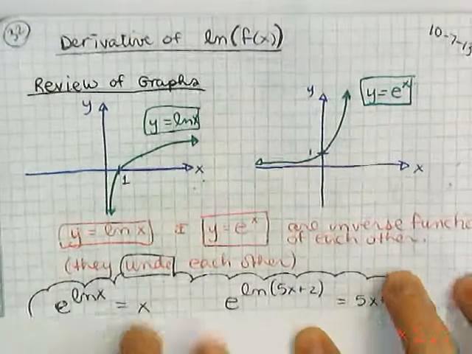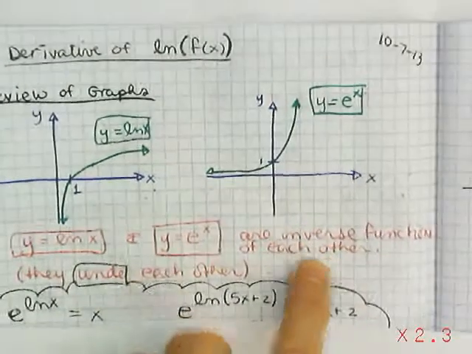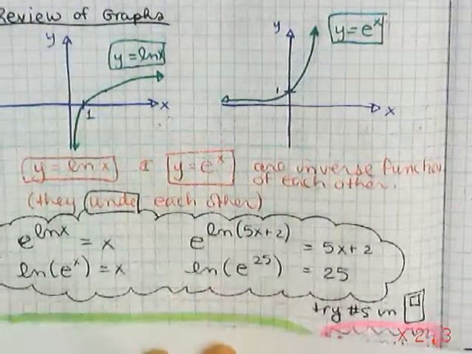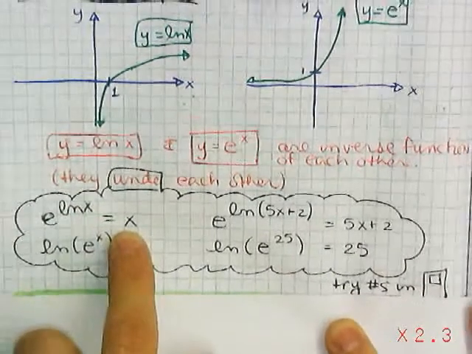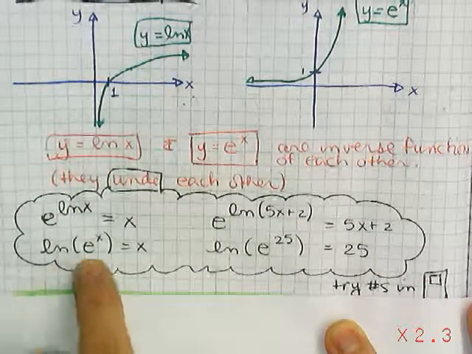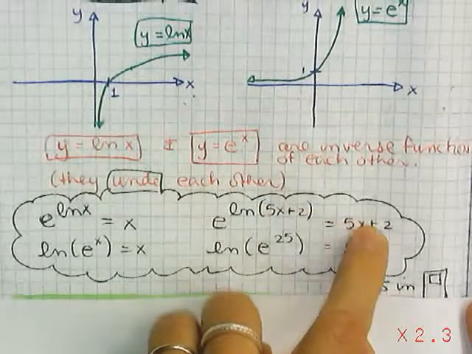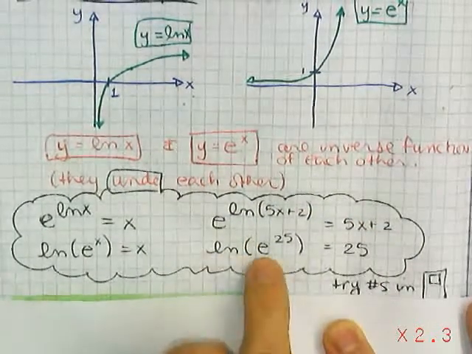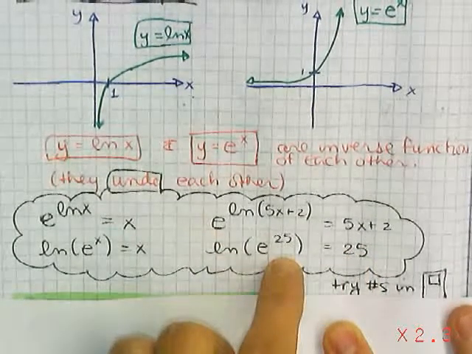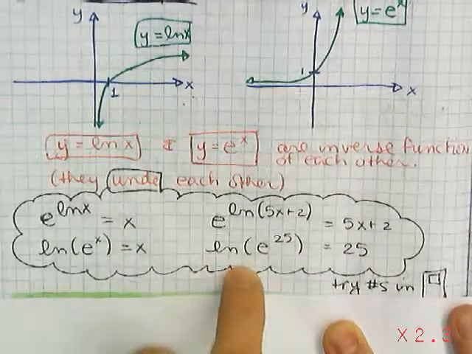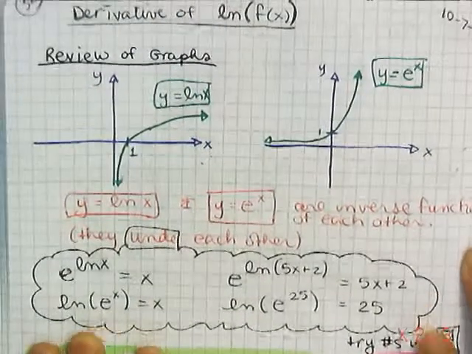Important to write: ln of x and e to the x, inverse functions of each other. They undo each other. And here are some examples. e to the ln of x is x. ln of e to the x is x. e to the ln of anything is just that anything. ln of e to that anything is that anything. They cancel each other out. It's like square root and square, or adding and subtracting, etc. So stop the video and take those notes.